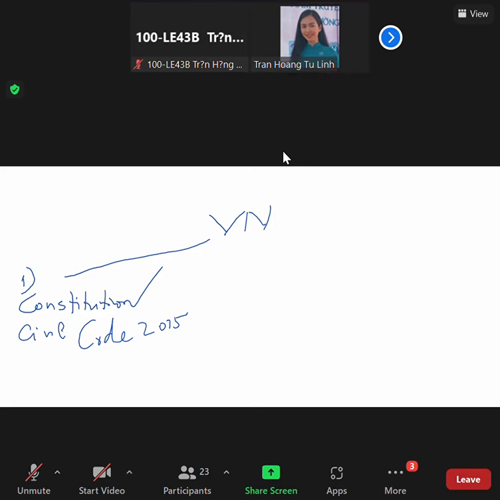Anyone else want to try? This is crucial, guys. This is important, the things that you need to take with you after graduating. What does it mean, substantive law?